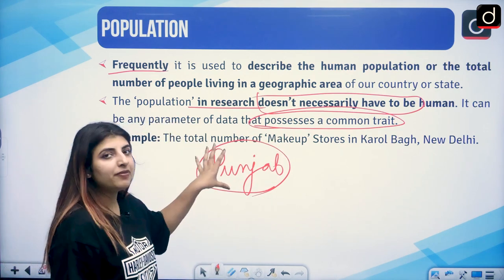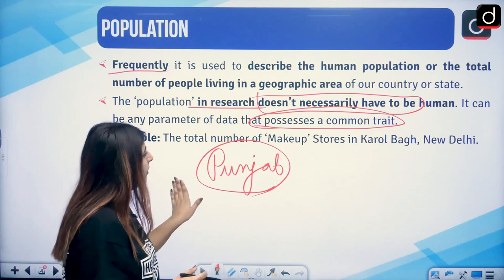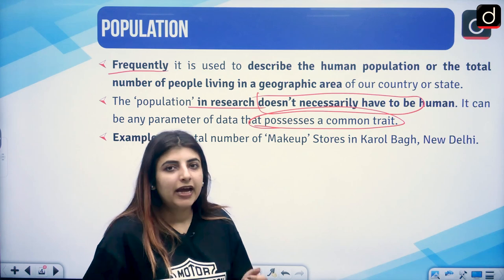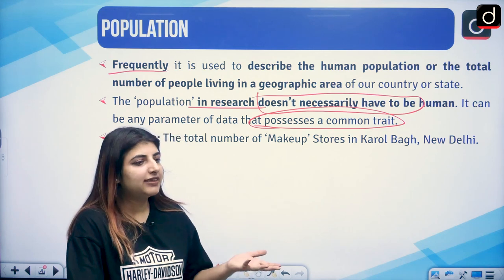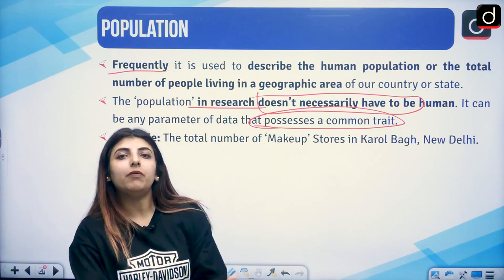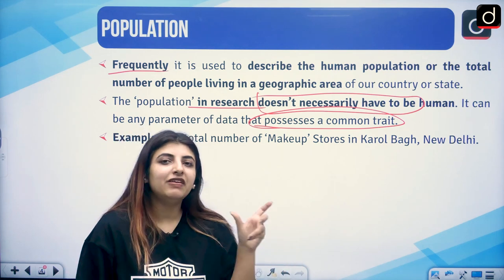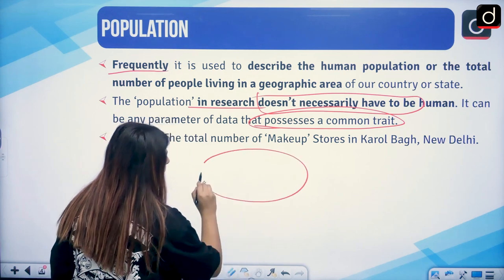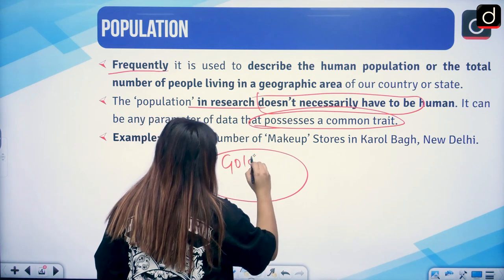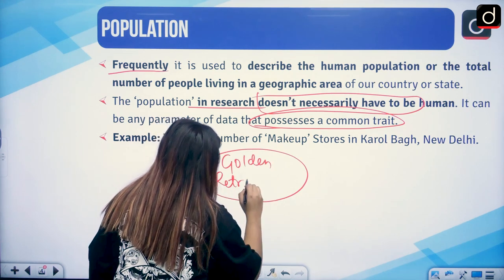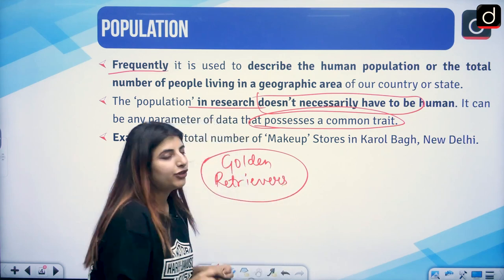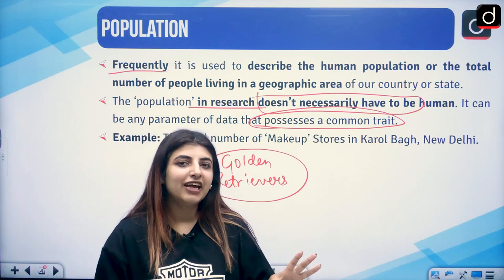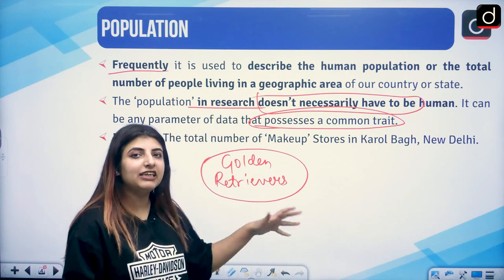Another example I will try to give you is golden retrievers, right? If I say that I want to conduct my research on all breeds of dogs, I won't be able to do that. So I will first break it into a different chunk for my population. I'll define my target population as just golden retrievers, the cutest dogs on this earth, right? So I will choose them. I will conduct the research on them.